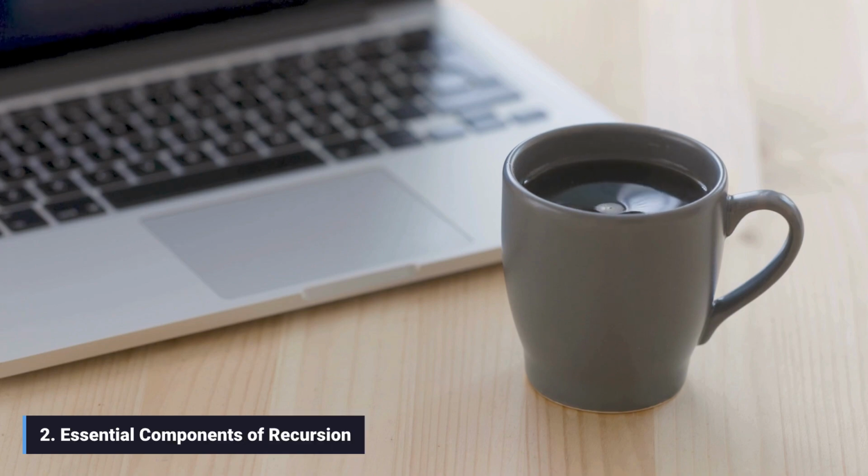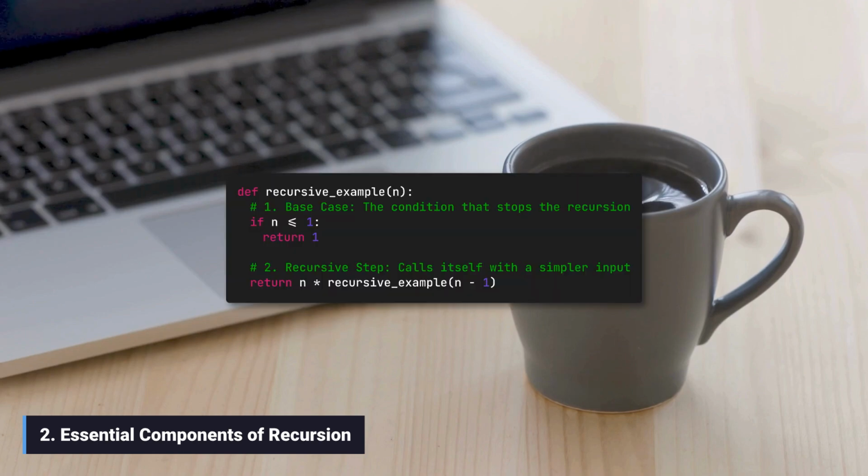2. Essential components of recursion. To prevent a function from calling itself infinitely, which would crash the program, every recursive function must have two fundamental parts. First, the base case, which is the stopping condition. When this condition is met, the function stops calling itself and returns a result. Second, the recursive step, which is the part where the function calls itself with a slightly simpler or smaller input, moving toward the base case.